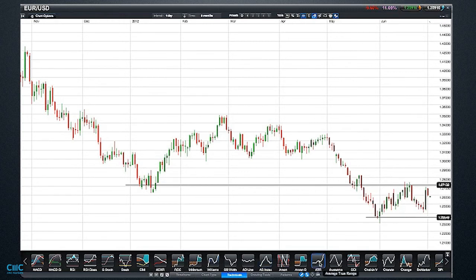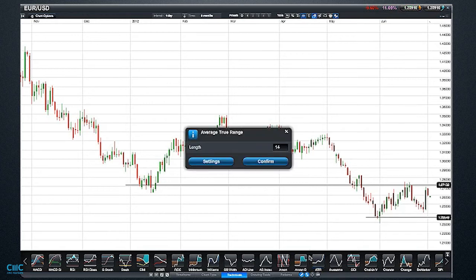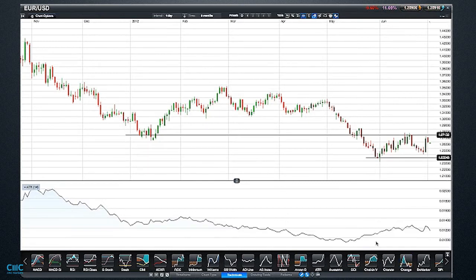And we pull it up by hitting the ATR button at the bottom of the screen here. This is in the technical studies area. We can then select the period of the average true range, but we're going to go with the current setting of 14 days in this case. And we simply confirm that, and it draws the average true range for us at the bottom of the chart.